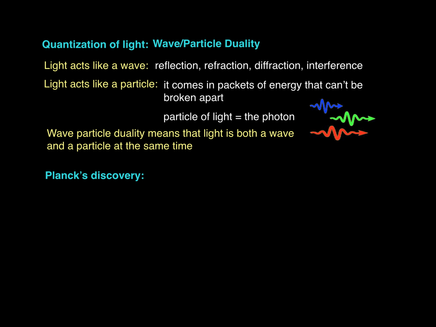Planck discovered that photons are particles of light, and the energy of a photon is given by Planck's constant times the frequency of that photon. Planck's constant comes in two forms. It's either 6.63 times 10 to the negative 34 joule seconds if you're wanting your energy measured in joules.